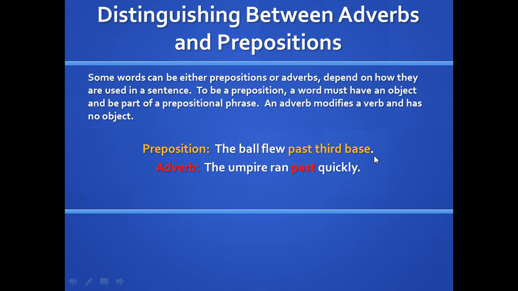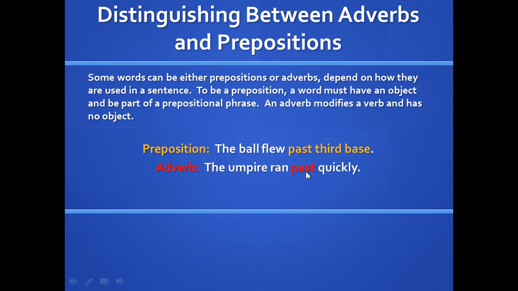One word here is used once as a preposition and once as an adverb. The ball flew past third base. Here past is a preposition. How did we know? What came after it is the word base, because third here is a modifier, it's an adjective, we're not going to add it to the object. So base here is a noun and it's the object of the preposition past.